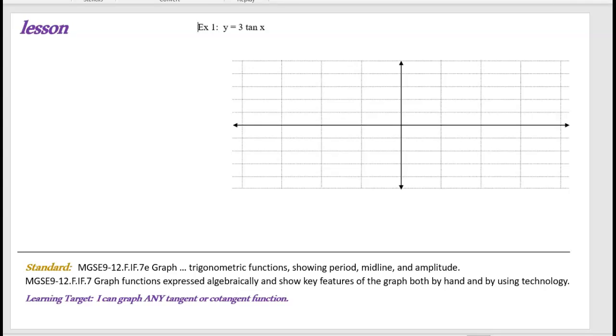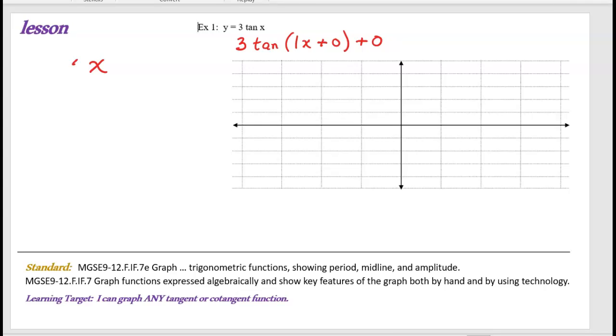All right, y equals 3 times tangent of x. Not a whole lot going on here. So the argument is just x. B is understood to be 1. C and D are understood to be 0. A is 3. So really what we're looking at is 3 times tangent of understood to be 1x plus nothing plus nothing. So C and D are understood to be 0. B is 1. A is 3.